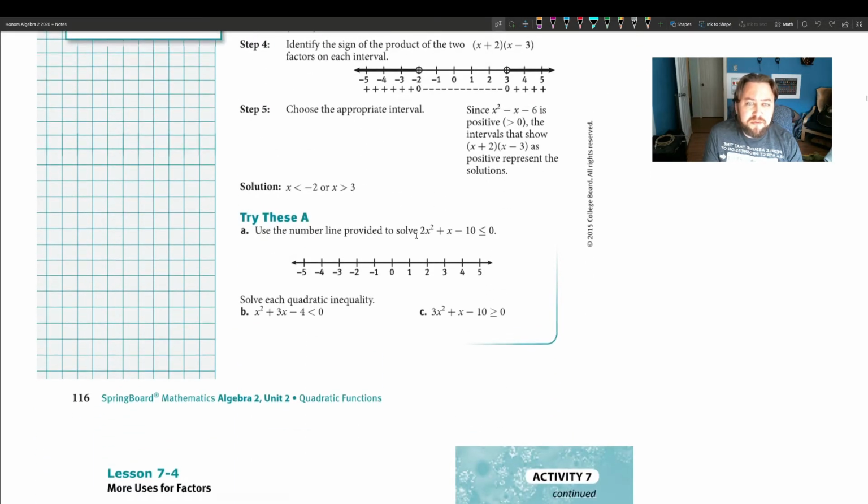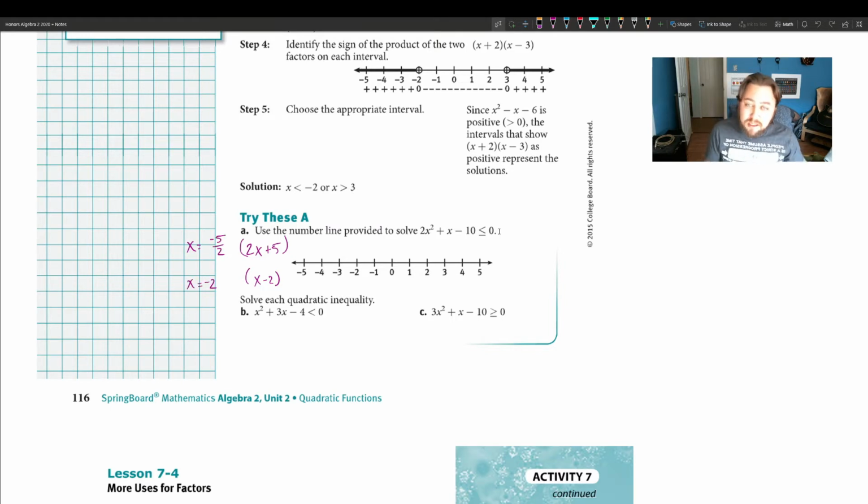Let's get to actually doing one. I'm not a big fan of these pre-done ones. So let's look at A. Our expression is 2x squared plus x minus 10. So I'm going to go ahead and factor that. And when I do factor that, my two factors are, let me zoom in here, 2x plus 5, and then x minus 2. And if I apply the zero property to those, my two solutions will be x equals negative 5 over 2 and x equals 2.